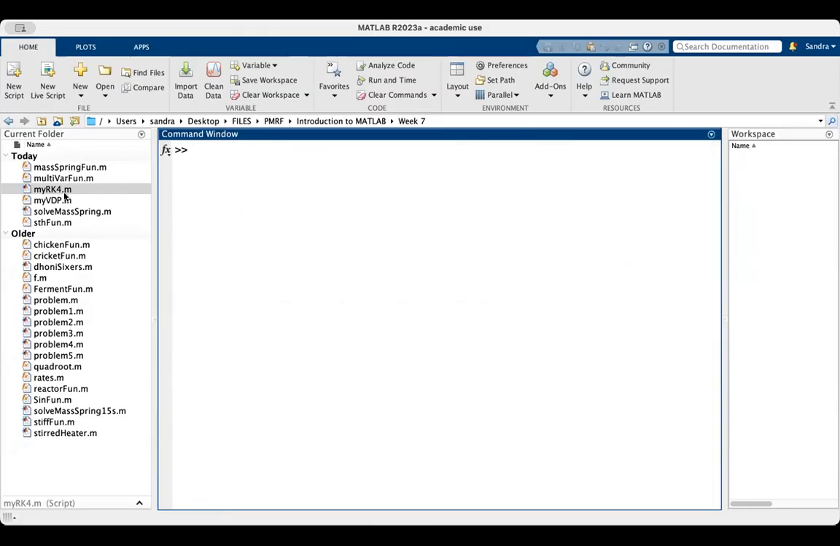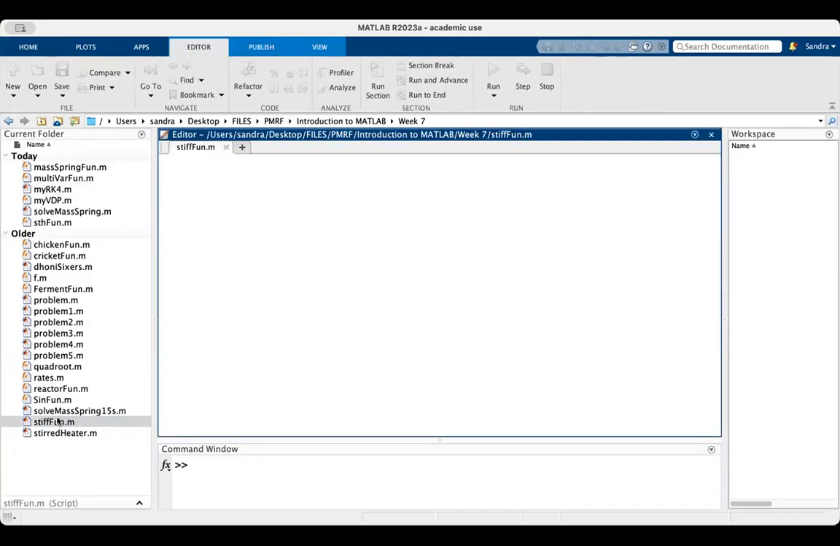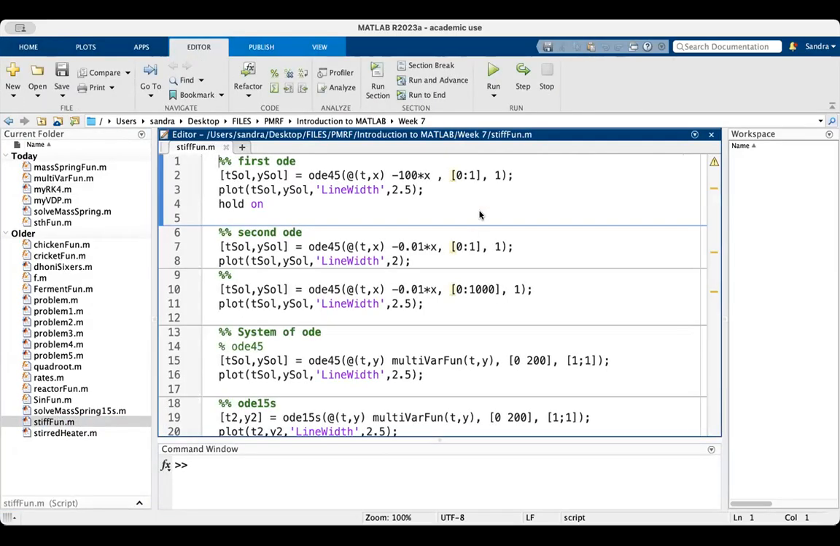Just a second. Yeah. So this is the first ODE. I'm getting t solve and y solve, the solution. I'm calling ODE45. I'm telling t and x is the variable, and this is the function. Since it's a very simple function, I'm writing it here directly. It is minus 100x. My t span is from 0 to 1, and at time t equal to 0, my initial value is 1. So instead of giving a variable, since it's a simple equation, I'm just directly writing the initial value. So now I'll just run this section.